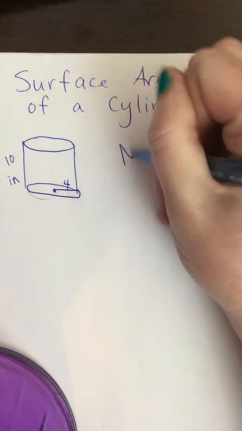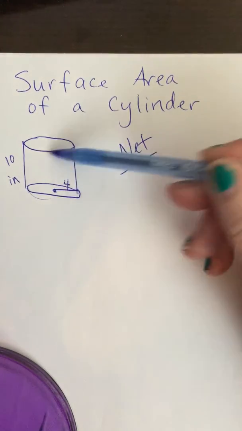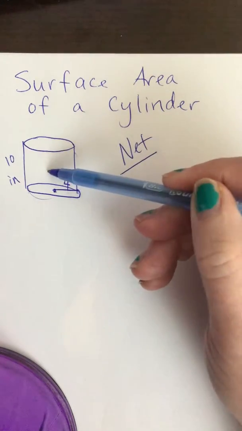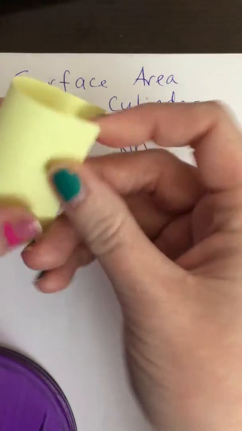Okay, so here we go. We're gonna draw the net of it first, so we can see what kind of shapes we're looking at. So if you look at this part right here, we have to draw that laying flat out. So this is actually a rectangle, and I'll prove it. I'm going to show you a cylinder.